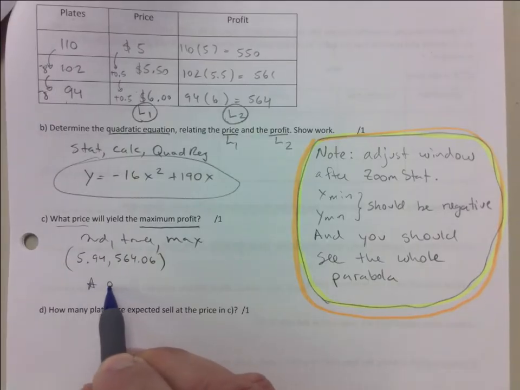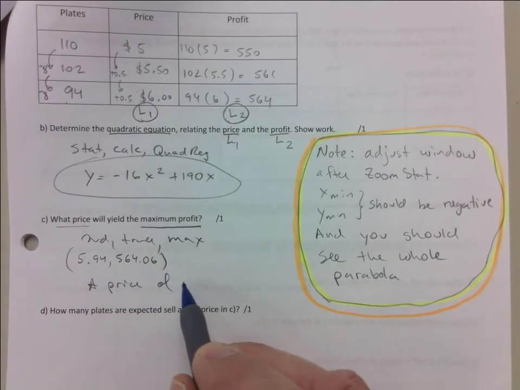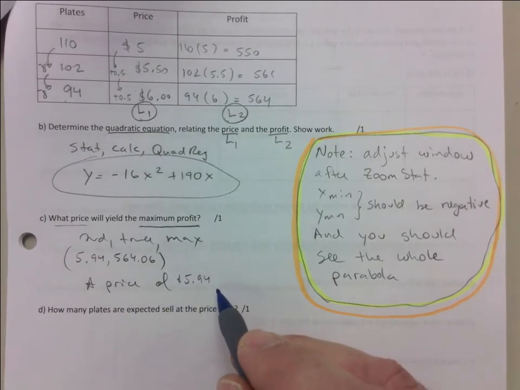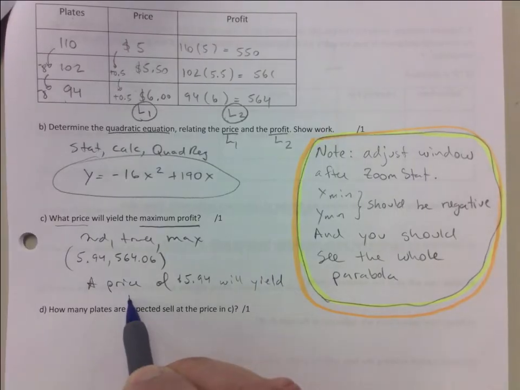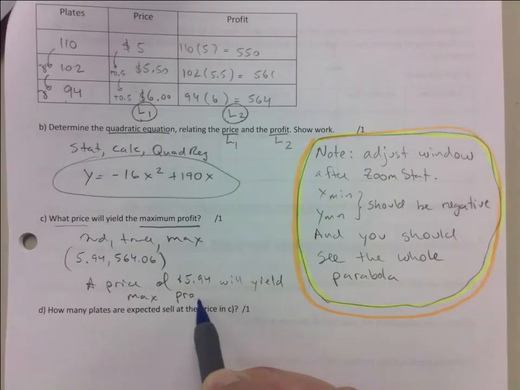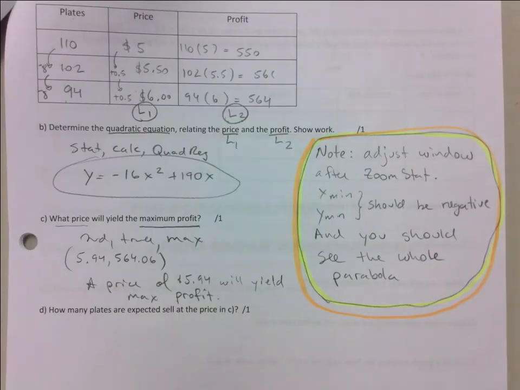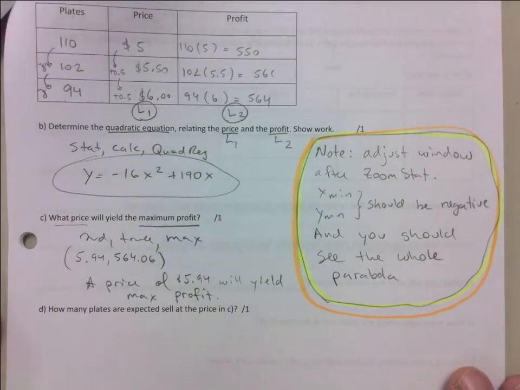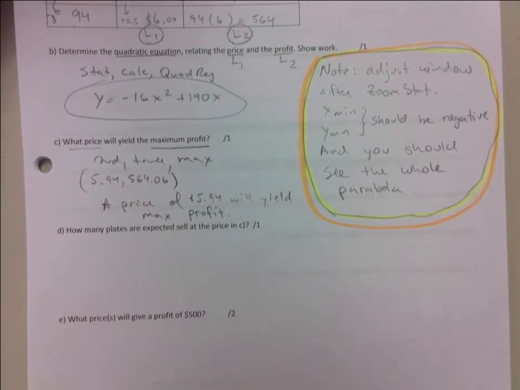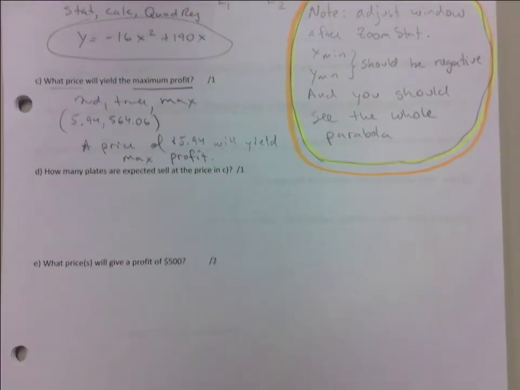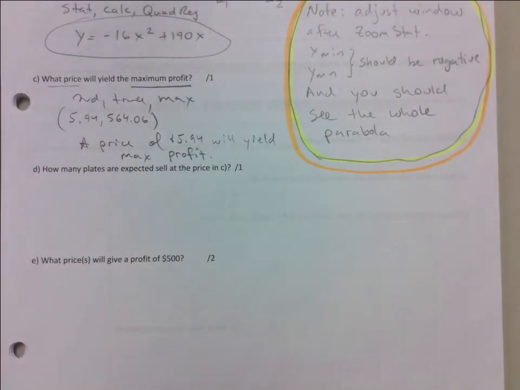So a price of $5.94 will yield maximum profit. Yield, give, produce, okay? Result in, it's all the same thing. Why don't you just use that, Mr. Erickson? I don't know, I just felt like yield today, okay?